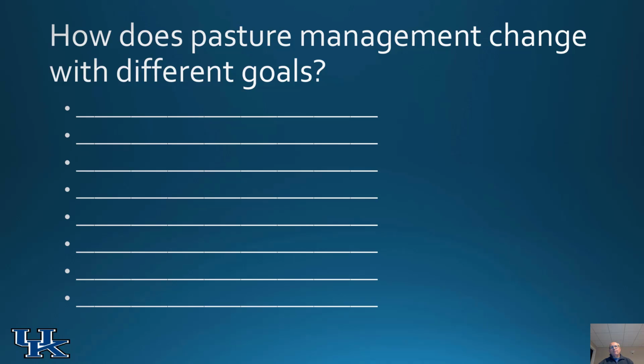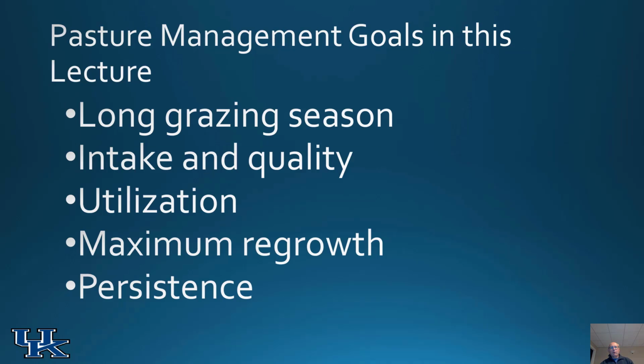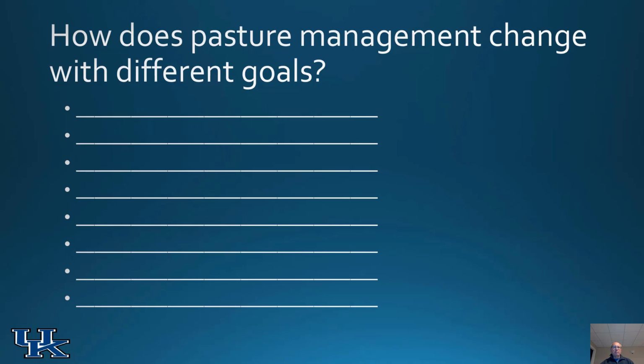First of all, I'd like to have you think for a moment how pasture management changes with different goals. Here are our goals again: long grazing season, intake and quality, utilization, maximum regrowth, and persistence. How might you change your pasture management to meet those goals? I'll pause just a moment. You can pause the replay and write down a few pasture management changes that you might want to make. It might be easier if you imagine a hypothetical farm, your farm, or somebody's farm close by, where you can see shortcomings and you want to change their management.